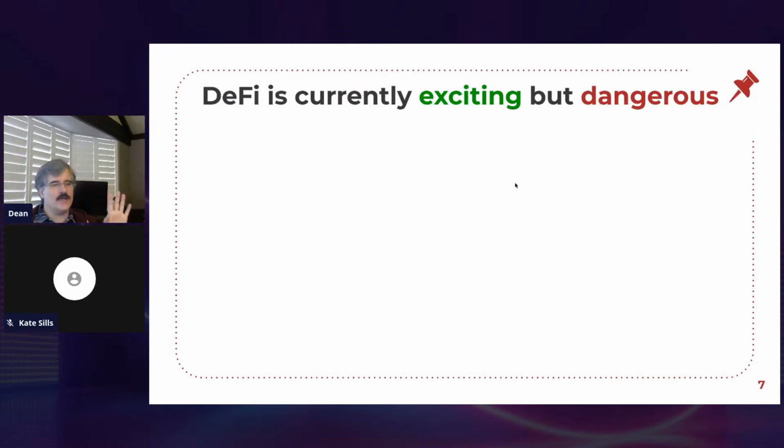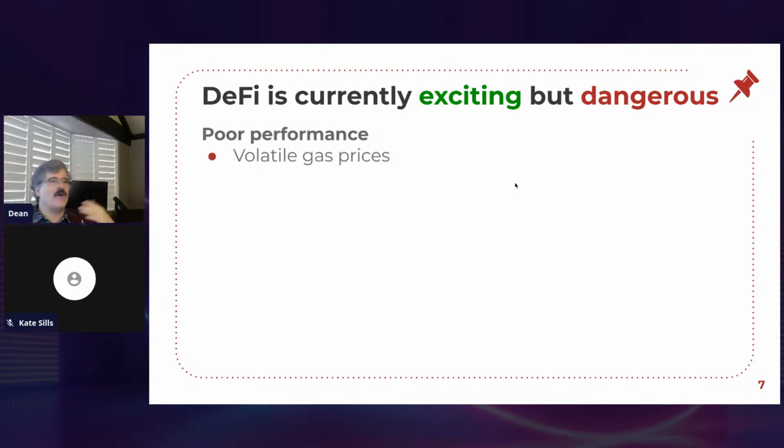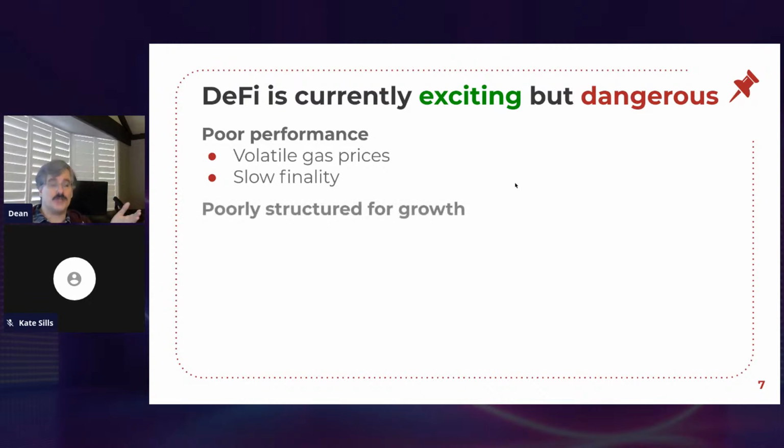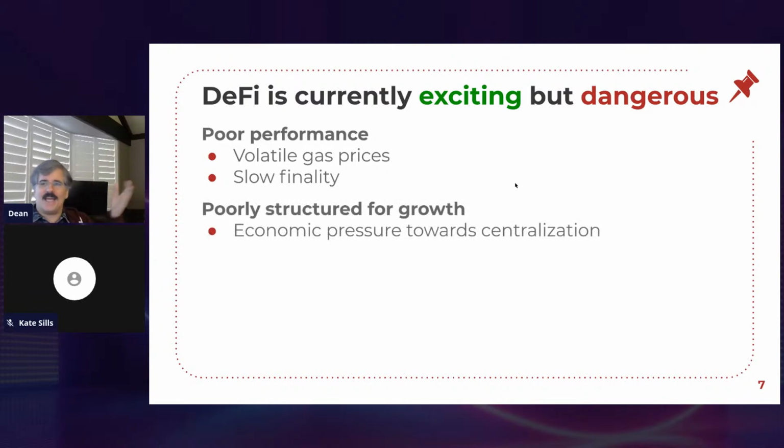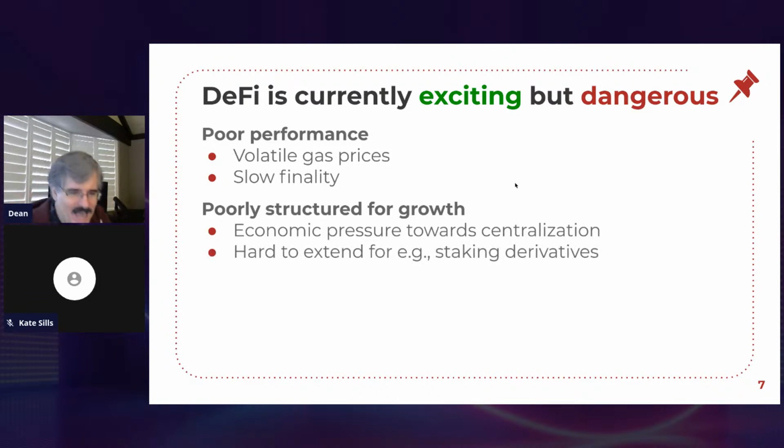So we all know as the next generation, the frontier of finance, DeFi is, like any frontier, exciting, but quite dangerous at this point. Existing systems have poor performance, whether it's volatile gas prices or slow finality. Some of these are addressed, for example, in proof-of-stake systems like Cosmos, but they have some of their own challenges with economic pressure towards centralization and hard to extend with staking derivatives and that sort of thing.